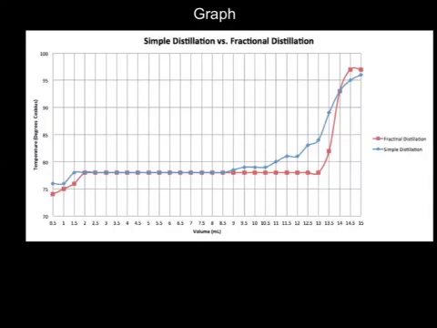This is the result for the simple and fractional distillation. The lines on the graph are similar to each other until it hits a specific point for the fractional distillation. It is noticed that at a certain point the temperature is constant, indicating that the ethanol is evaporating. When the temperature rises significantly, this is an indication that the water is evaporating.